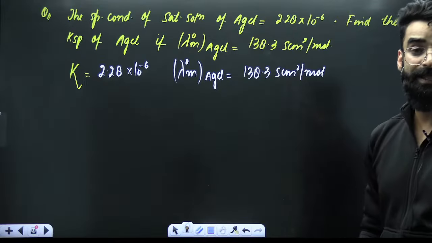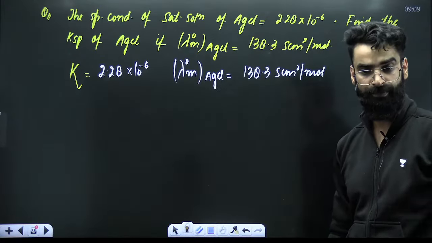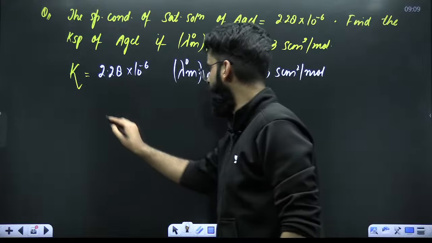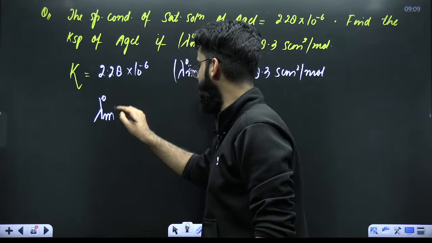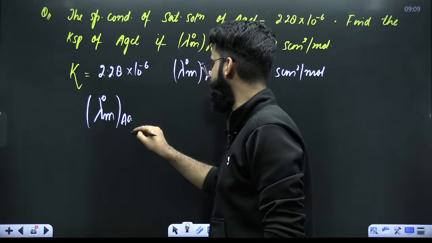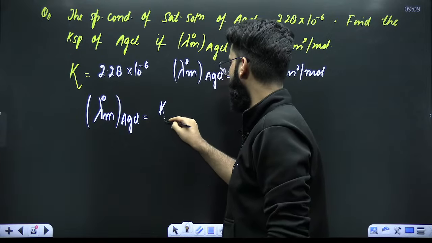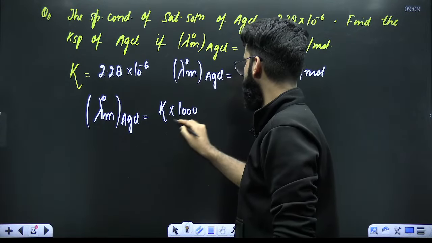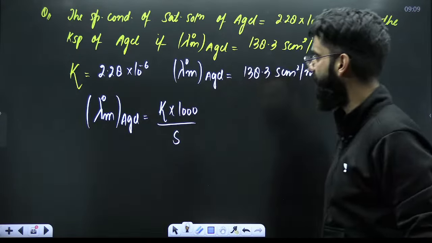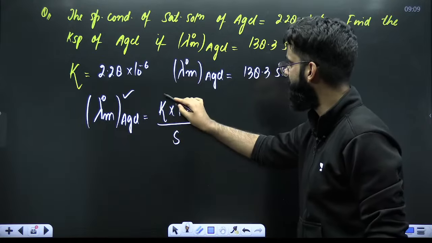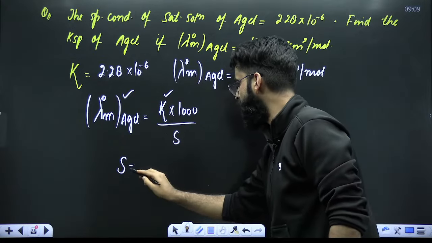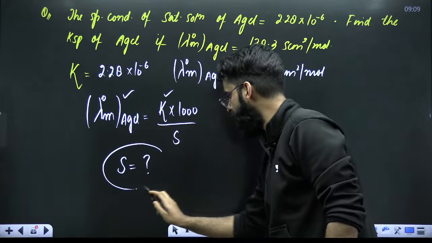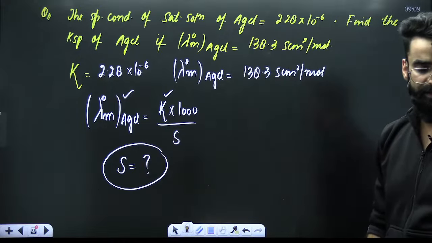I told you, in order to get the Ksp, we have to get the S value. How do we get the S? Two minutes back, I gave you a relation: molar conductivity at infinite dilution of this AgCl. Can I write it as kappa multiplied by 1000 divided by solubility? Perfect. This value is given to me, this value is given to me. So from here, you can easily calculate the solubility of AgCl.